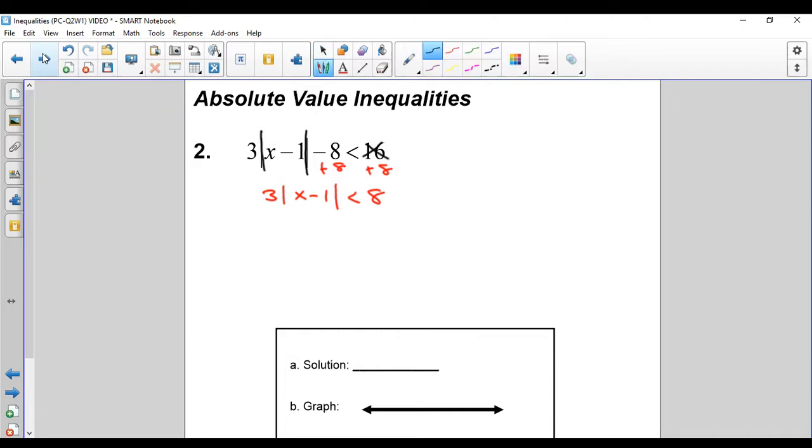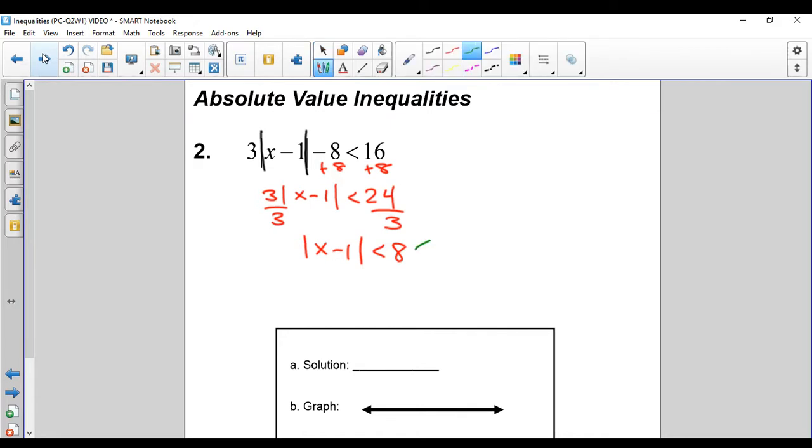Shouldn't be that. Let's call that 17 instead, because I'm adding 8. Sorry. Adding 8, I'm getting 24. Divide by 3. There, we're good. Absolute value of x minus 1 is less than 8.